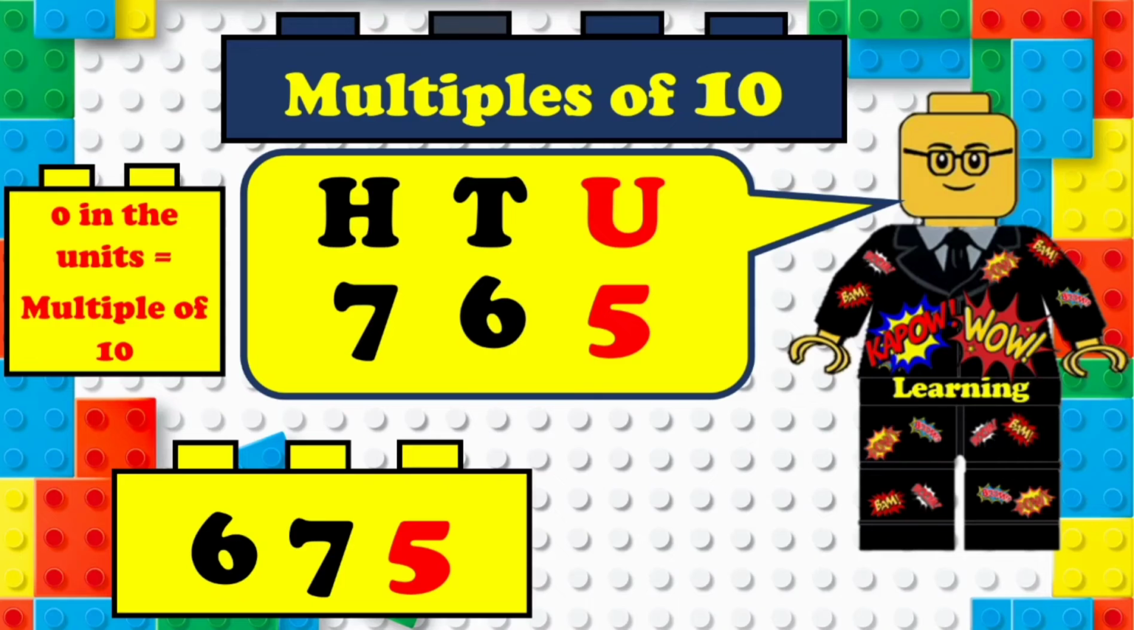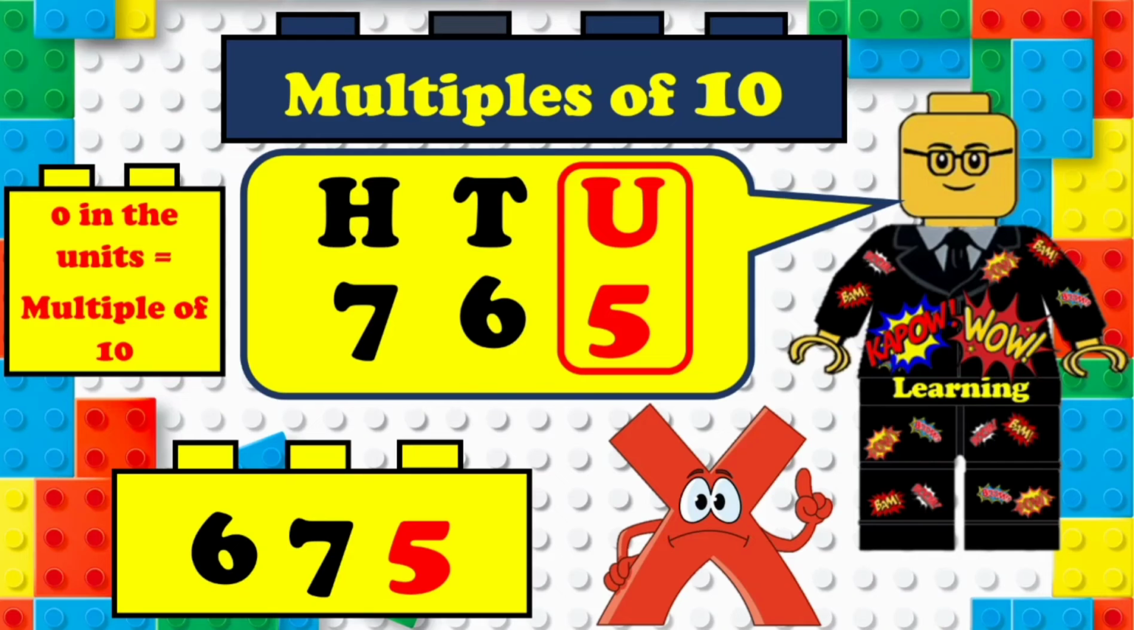Here's another example, 765. Now, try to pause and then try to answer this. You should have looked at the units, because a zero in the units means it's a multiple of 10. So 765 is not a multiple of 10.